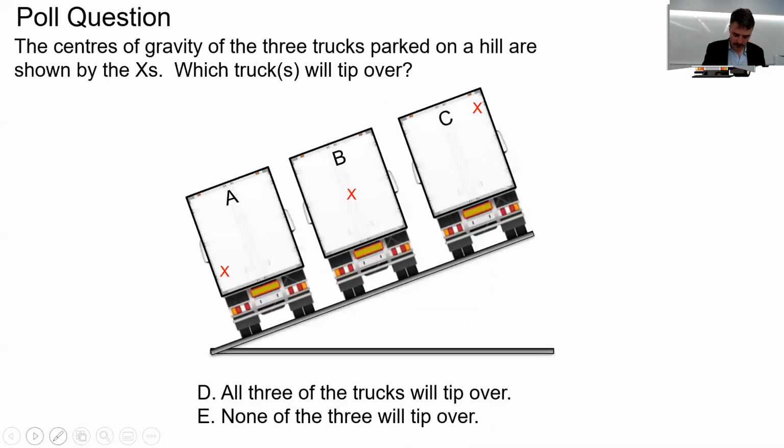So we got a few polls here. Let me run this one first. The centers of gravity, so the center of mass is, I guess, the same thing, of these three trucks are shown by the X's. So somehow people have loaded the backs of these trucks in some weird way with a whole bunch of boxes, so that the centers of mass of the whole trucks A, B, and C are shown by the little red X's.